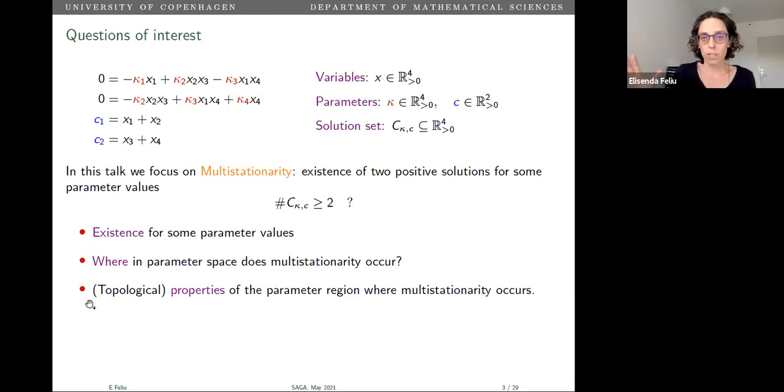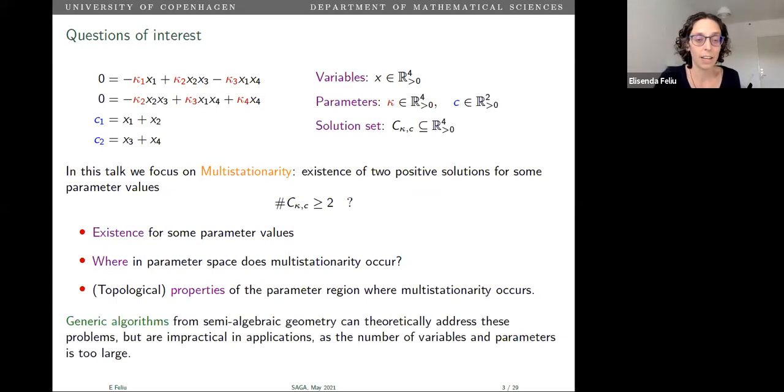So this is the overall setting and the overall topic of this talk. And well, to answer these questions, there are algorithms from semi-algebraic geometry that in theory can answer these questions, but in practice, the systems I'm interested in are too large for these methods to work. And therefore, what we do is find other routes to answer the questions in different ways. And that's what the talk is about today.